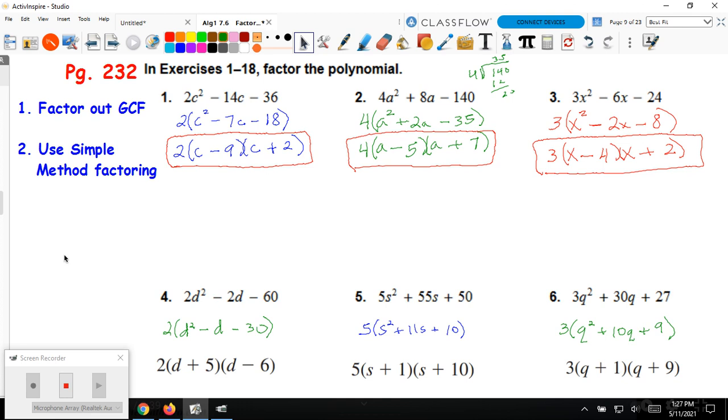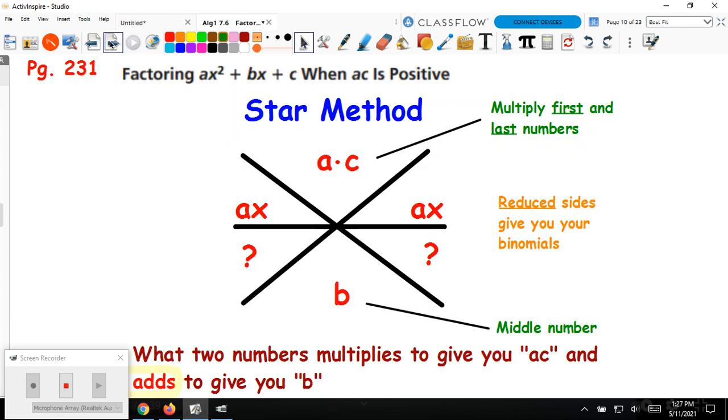And this is a little bit of the easier part. We're going to get a little more challenging here as we go forward, because now we're going to get into factoring out the ax squared. Now there's going to be a number in front, and we're not going to use the simple method. We're going to use the star method.